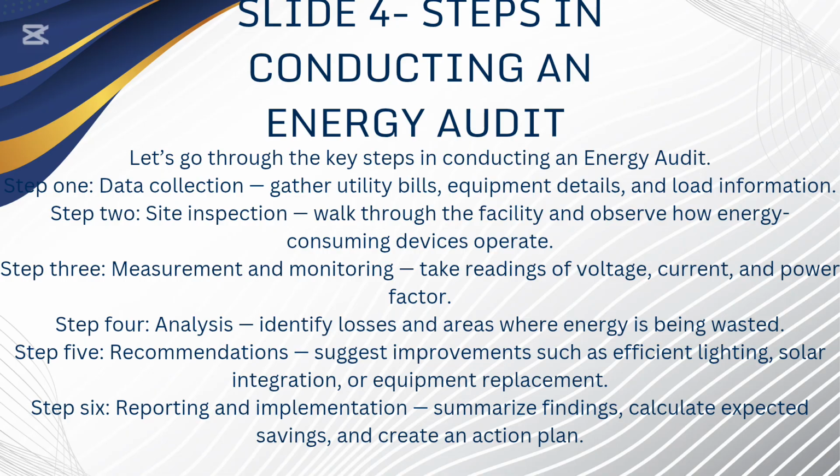Step 3, measurement and monitoring. Take readings of voltage, current, and power factor. Step 4, analysis. Identify losses in areas where energy is being wasted. Step 5, recommendations. Suggest improvements such as efficient lighting, solar integration, or equipment replacement. Step 6, reporting and implementation. Summarize findings, calculate expected savings, and create an action plan.